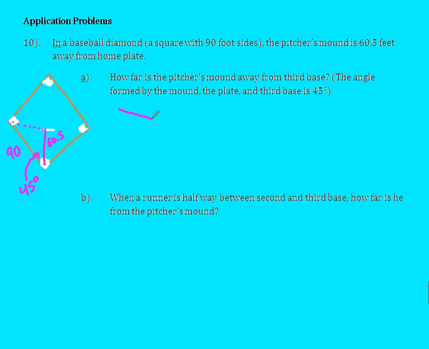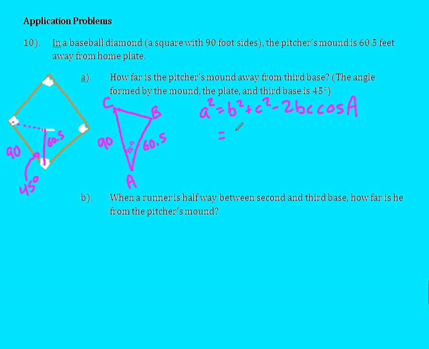So I'm just going to redraw that triangle so we can see it. We have 90, 60.5, and this here in the middle is our 45-degree angle. When we try to solve this, first of all, we should probably name the triangle. So we'll name it A, B, C, with B being the pitcher's mound there. We want to find the distance between B and C. So that's side A. So A squared equals B squared plus C squared minus 2BC cosine of A.